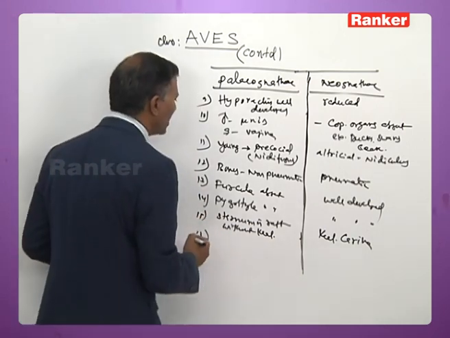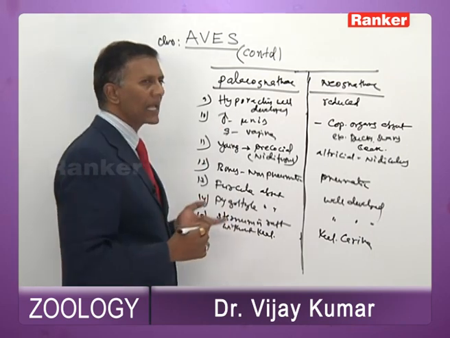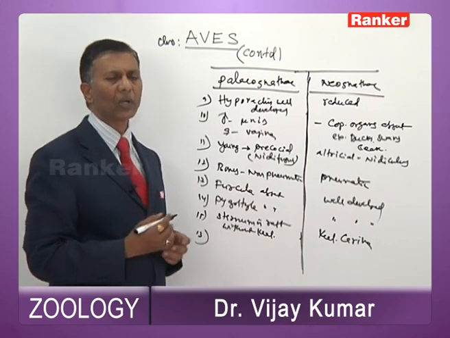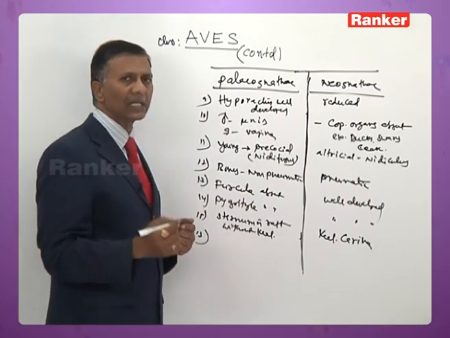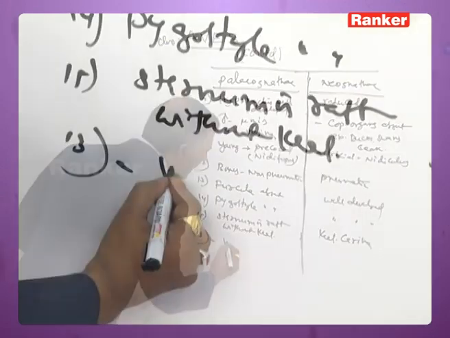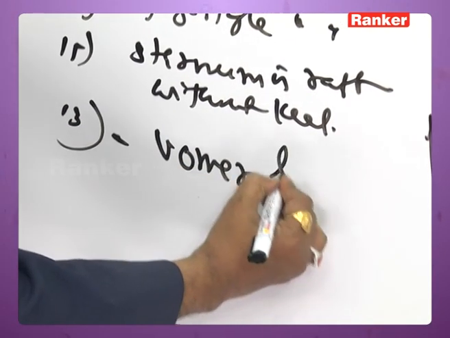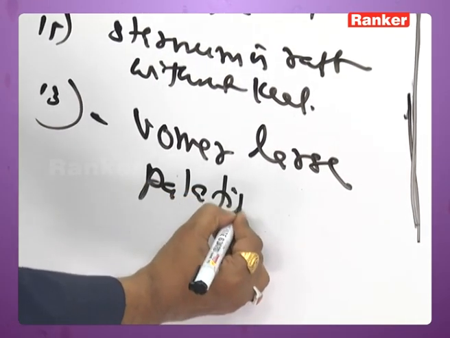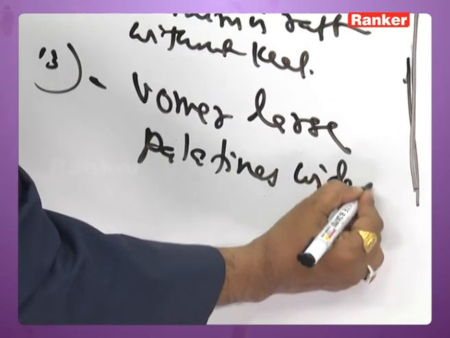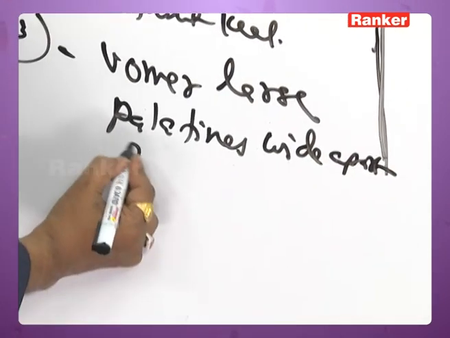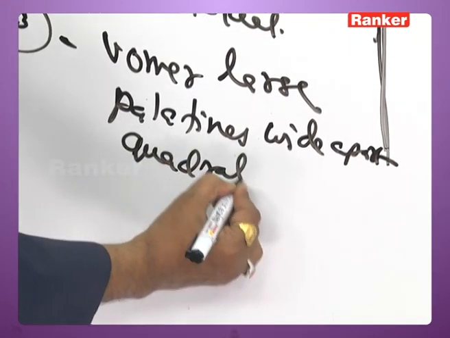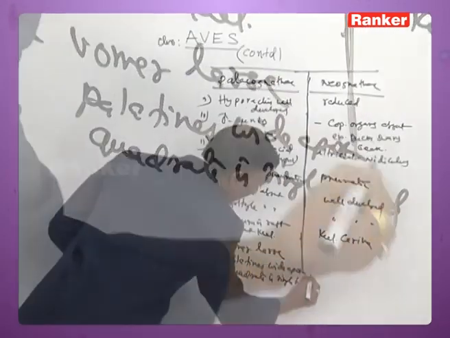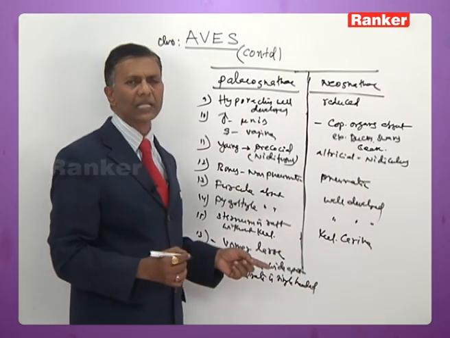The next characteristic feature is the paleognathous type of jaw suspension. The old type of jaw suspension is present in flightless birds, which is why we call them paleognathae. The characteristics of the old jaw suspension are: the vomer is large, the palatines are wide apart, and the quadrate is single-headed.